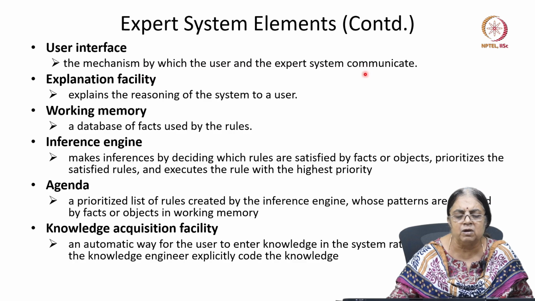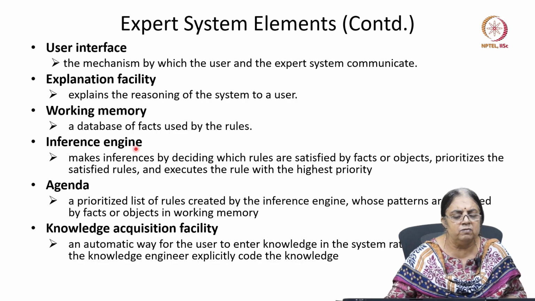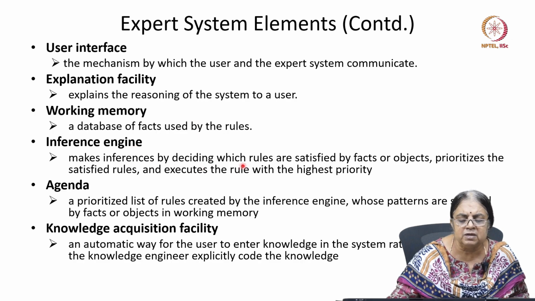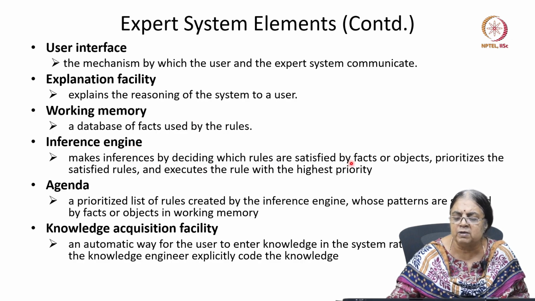Like I said, you have the user interface, the mechanism by which the user and the expert system communicate. Then you have the explanation facility, which explains the reasoning of the system. Working memory, a database of facts used by the rules. And the inference engine, which makes the inferences by deciding which rules are satisfied by facts or objects, prioritizes the satisfied rules, and executes the rule with the highest priority.